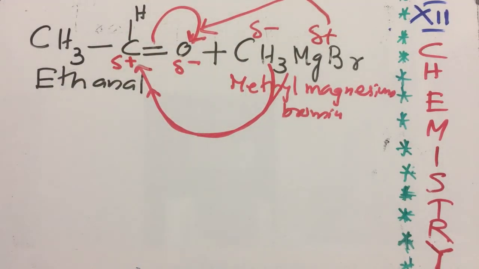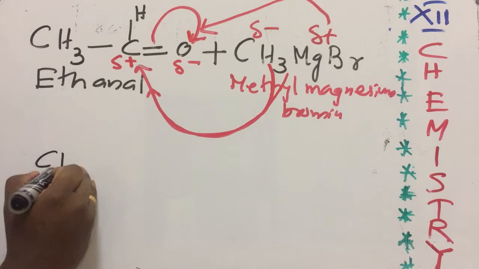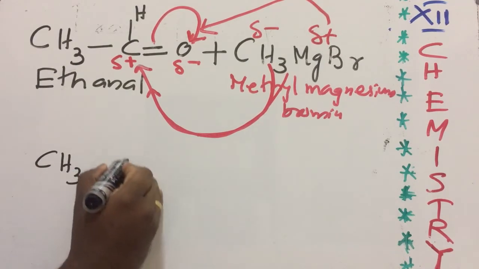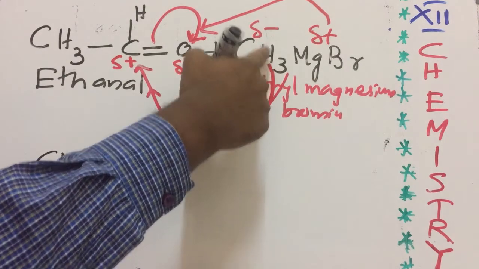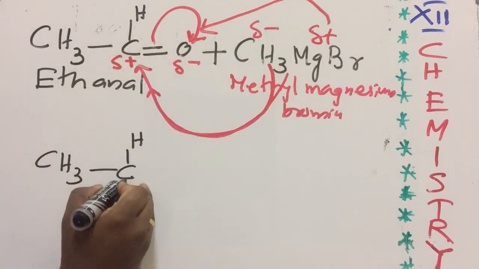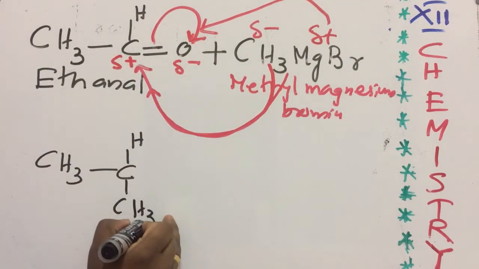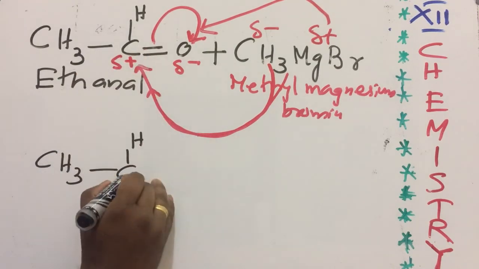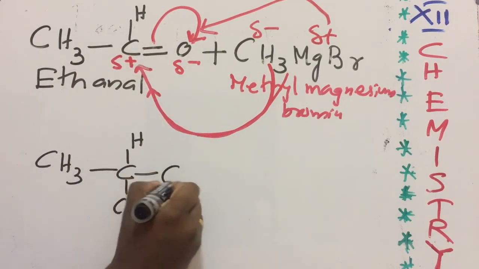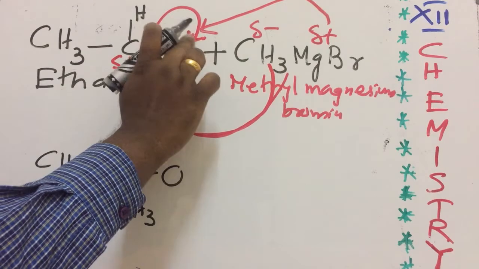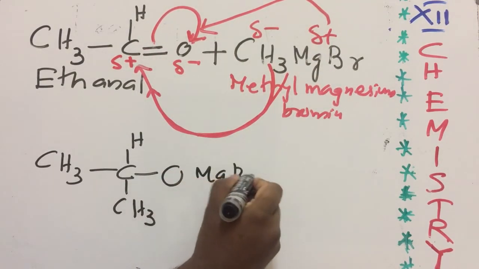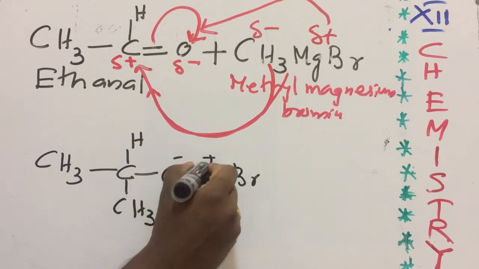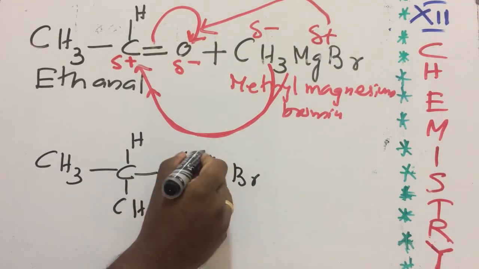So what is the intermediate? The CH3 negative will move to the positive carbon, so CH3 goes here. Then the double bond changes into a single bond with O. Now here it is negative, and negative attracts positive, so OMgBr. O is delta negative, MgBr is delta positive.